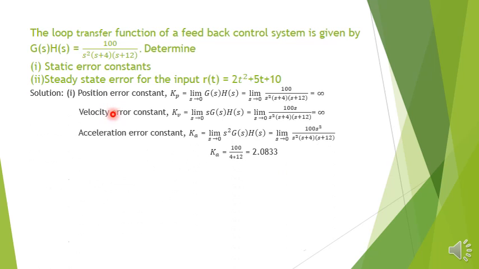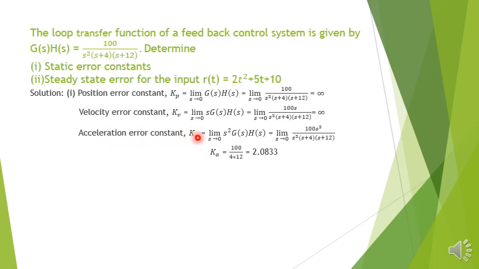Let us see. Now the position error constant Kp, as per the formula, is the limit as s tends to 0 of G of s H of s, for this particular case 100 divided by s square into s plus 4 into s plus 12. If I substitute s equal to 0, it becomes infinity. The velocity error constant Kv is equal to the limit as s tends to 0 of s G of s H of s. So substituting that, one s gets cancelled, but still one more s is there in the denominator. So as s tends to 0, it also becomes infinity.